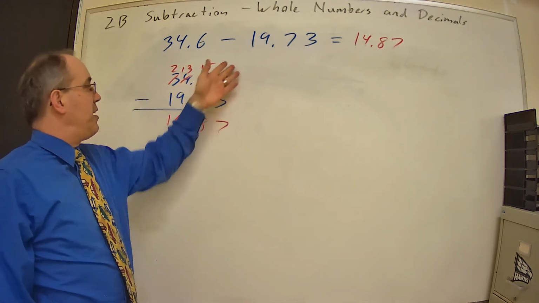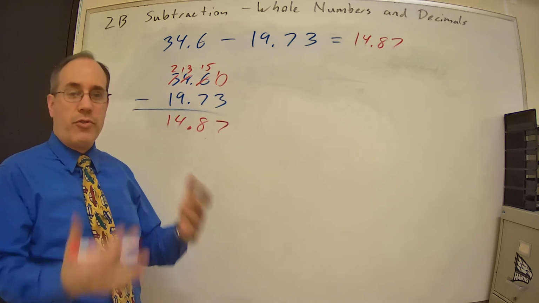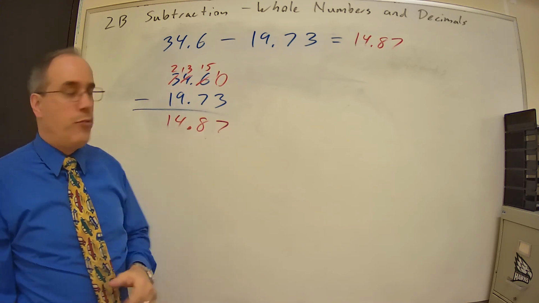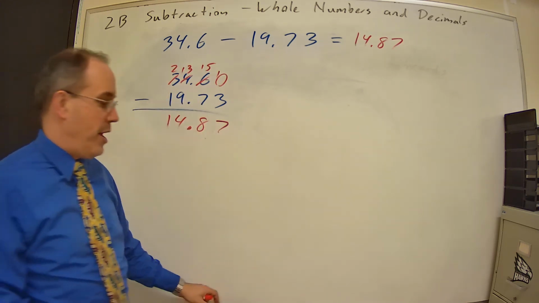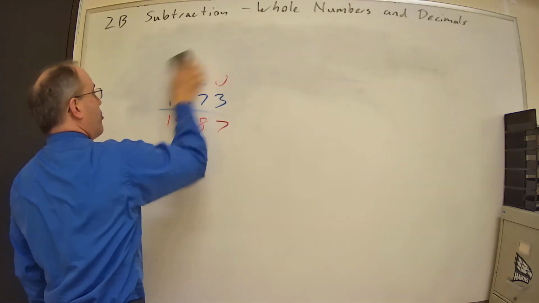So if we're missing a decimal place in one of them, feel free to fill it in with a 0 so that we can subtract. Otherwise, people get things misaligned. Remember, the place values have to match up. So now I'm going to go back to what I was saying. I was going to show you this little trick.